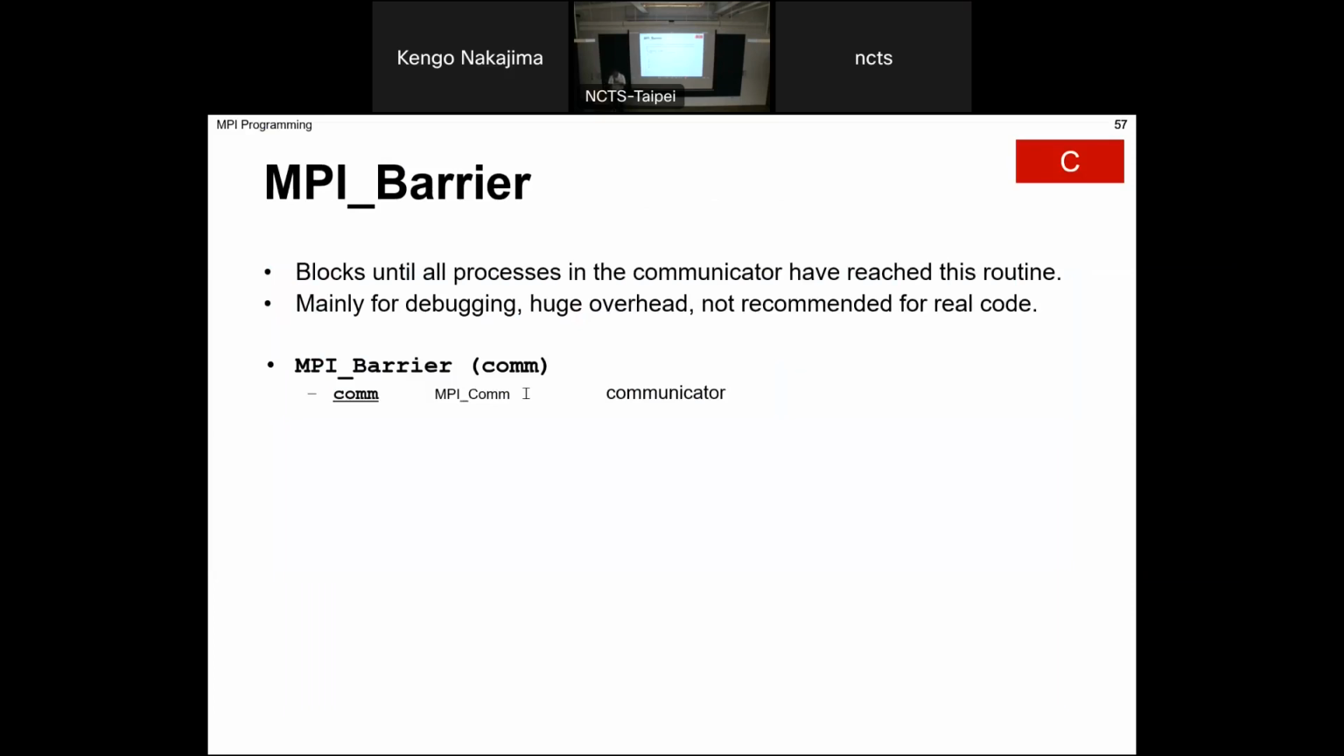And another function is MPI barrier. It blocks until all processors in the communicator have reached this routine. It's mainly for debugging, and it's a huge overhead, so it's not recommended for real code. This means it stops and blocks all processes until all of them reach this part, and then we go to the next part. So yeah, it's mainly for debugging.